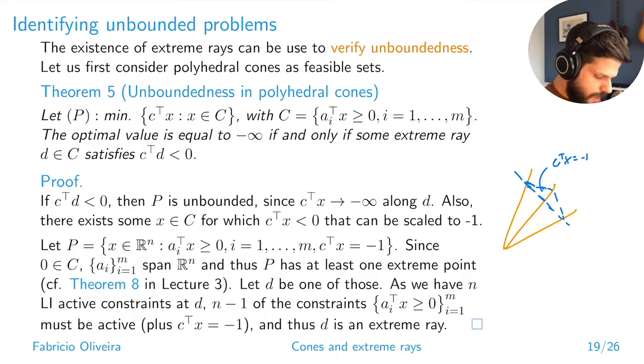I can use that theorem that we just looked into, that shows that I have n linearly independent vectors, and we know that n linearly independent vectors span Rn. That's Theorem 5 in lecture 3. So let's just pick one d being one of those extreme points.